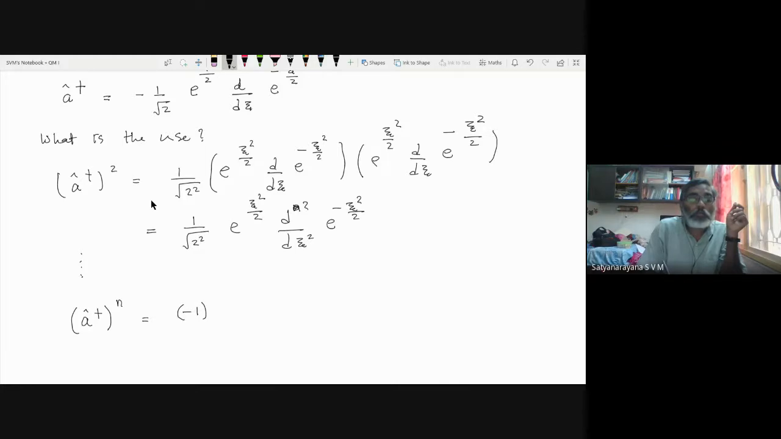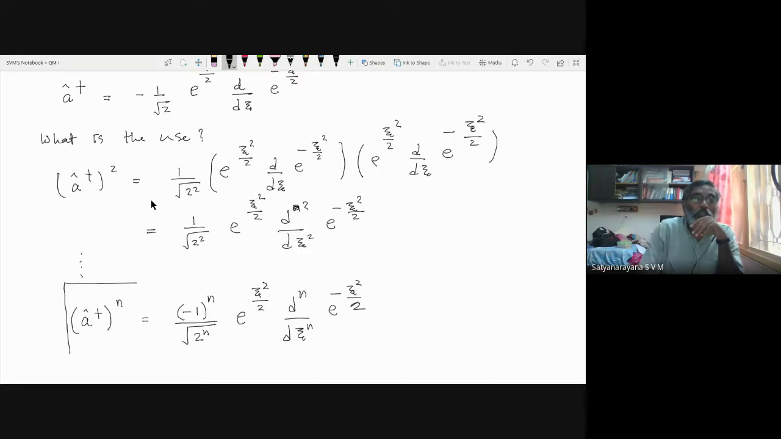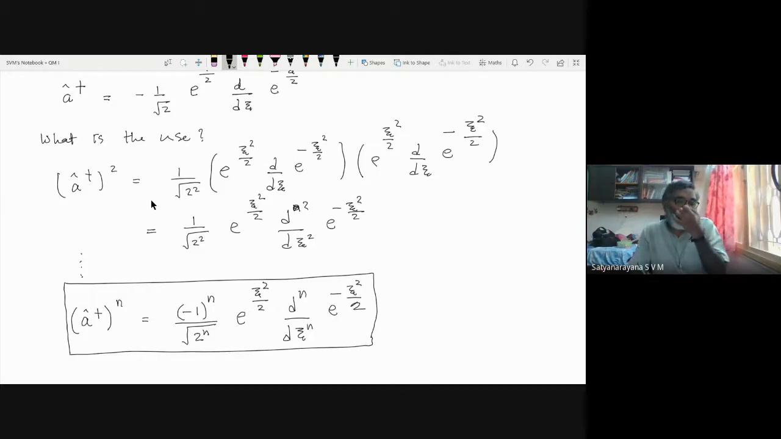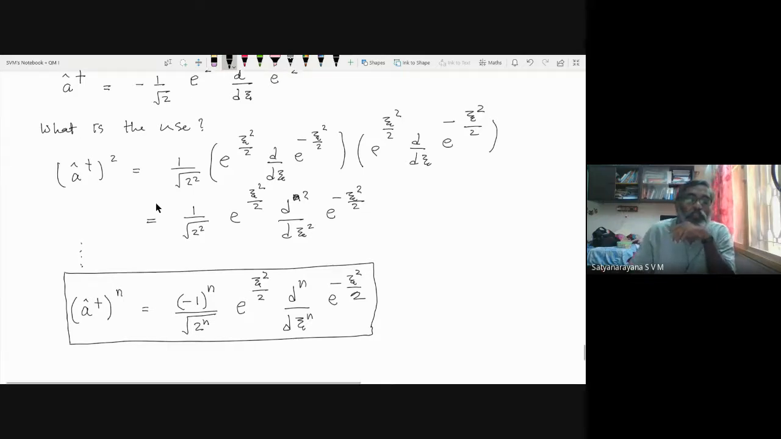to be minus 1 to the power n divided by square root of 2 power n, into e to the power xi square by 2 into d to the n by d xi to the n into e to the power minus xi square by 2. This is something which we were able to very easily obtain because of this form of the operator. If you use the other form, you have to expand it in a binomial series and all that, and it's not going to give you a very nice expression.